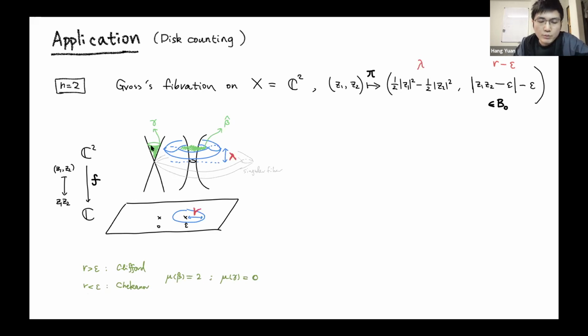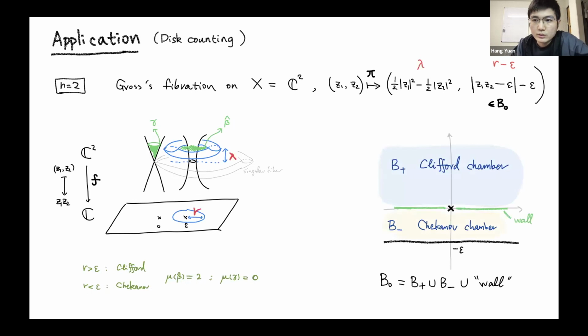And I'm also interested in two holomorphic disks, which I denote by gamma and beta hat, and the Maslov indices of them are 2 and 0. So this is the base of the Gross fibration. And the base is separated by some wall into two chambers. And you have a singular fiber here, which corresponds to this pinched sphere.